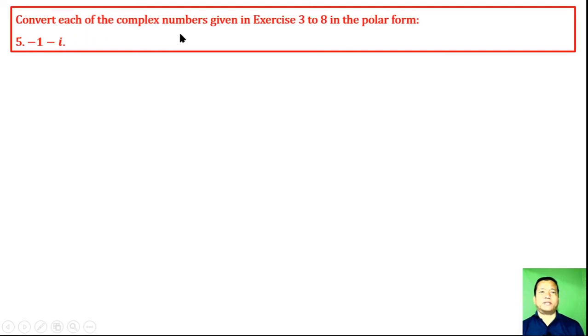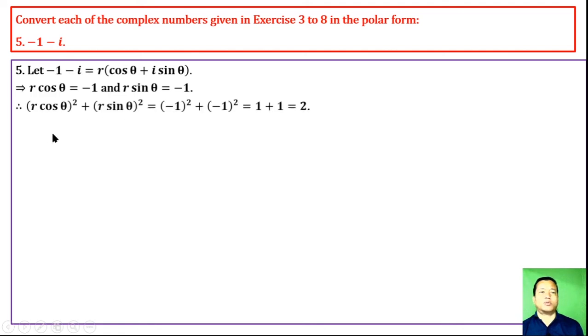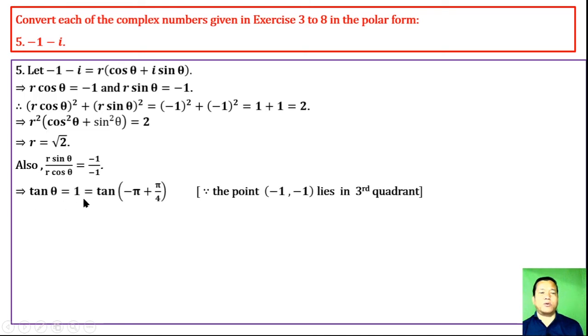Convert each of the complex numbers given in exercises 3 to 8 in the polar form. 5. Minus 1 minus i. Let minus 1 minus i equal to r times of cos theta plus i sin theta. Equating real parts, we get r cos theta equal to minus 1, and equating imaginary parts, we get r sin theta equal to minus 1. Squaring and adding, we get r square equal to 2. Taking square root, we get r equal to root 2. Also, dividing, we get r sin theta by r cos theta equal to minus 1 by minus 1. That gives tan theta equal to 1.